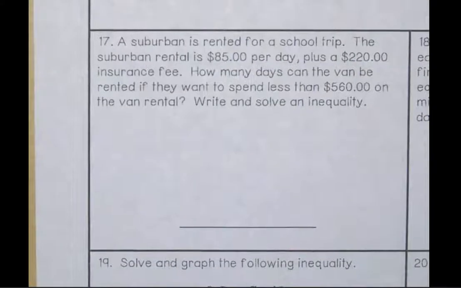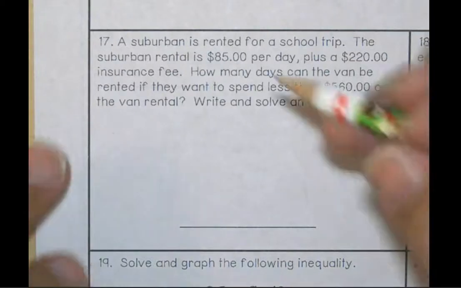Question 17. So a Suburban is rented for a school field trip. The rental is $85 a day plus $220 for insurance. How many days can the van be rented? If they want to spend less than or equal to, so we changed it to less than or equal to $560. And so we need to write and solve the inequality.